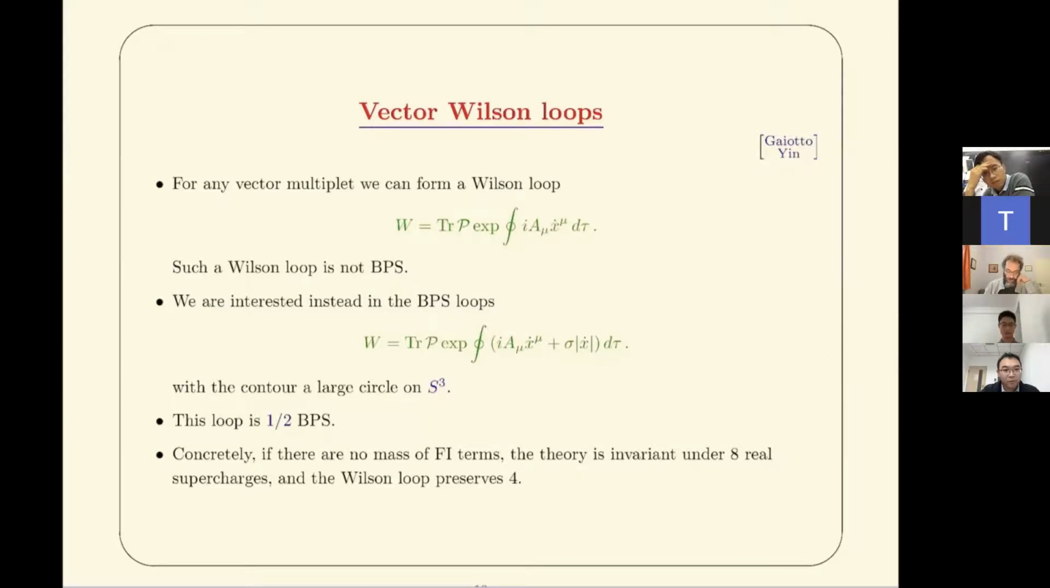If you want to make it BPS, and you're working in this N=2 formalism, where your vector multiplet has also this auxiliary field sigma, then this combination of iA plus sigma is annihilated by some of the supercharges. This loop is 1/2 BPS in N=2 language. And this means if my theory is conformal, the vacuum has 8 real supercharges and the Wilson loop preserves 4.